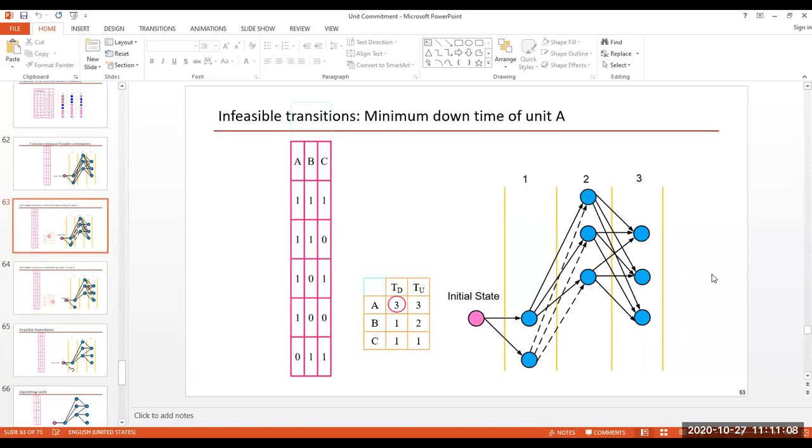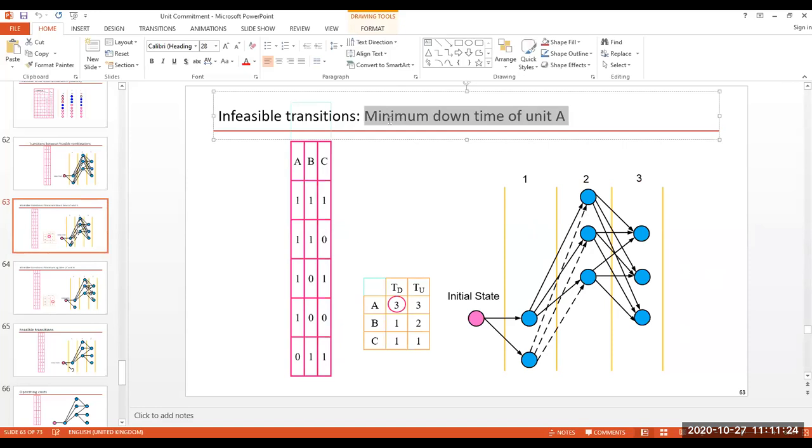Although in this example the minimum downtime of unit A is of prime importance, it can happen for any other units. For this example, they have arranged the values in such a way that only one unit is of main focus, of prime concern.